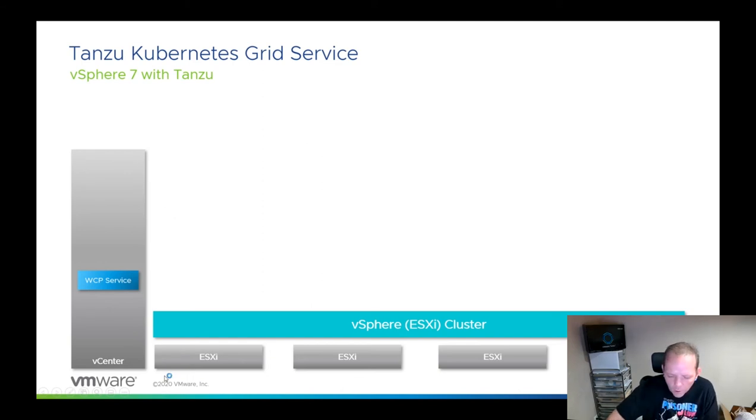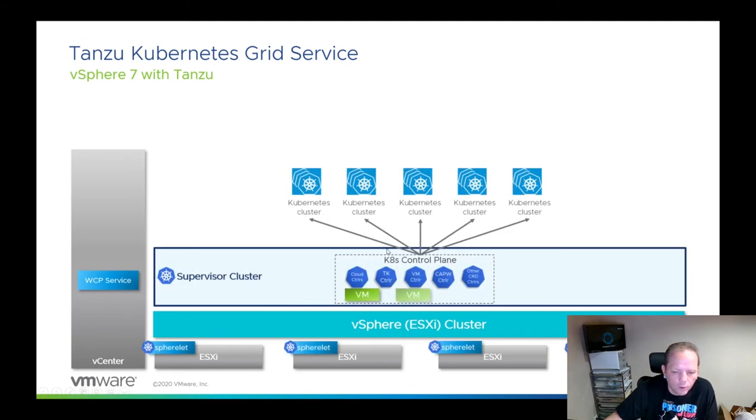It's embedded. And you can go to your vSphere client and you'll see the option to enable the workload control plane service. And once you enable that, it does a couple key things. It creates this Kubernetes control plane running on virtual machines in this logical entity we call the supervisor cluster. And the other thing that it does that you may notice has changed is these ESXi hosts now have something on them called a spherelet, right?